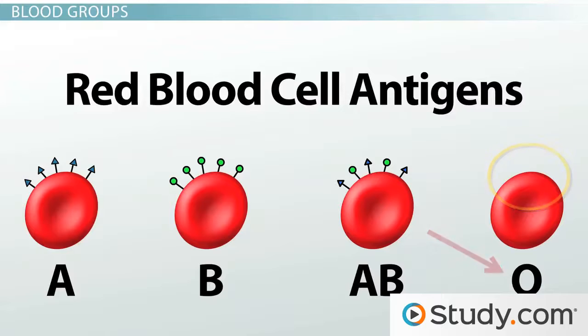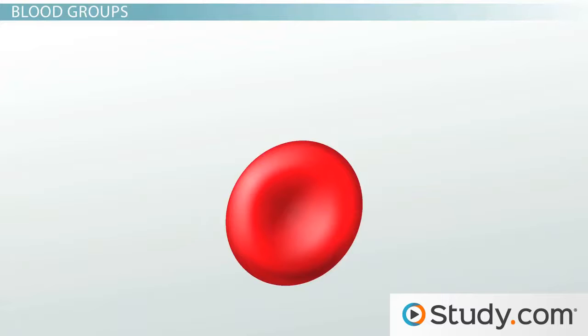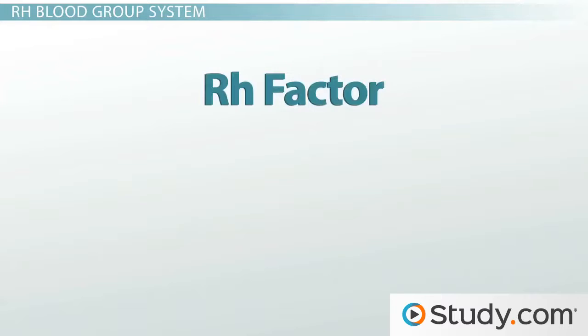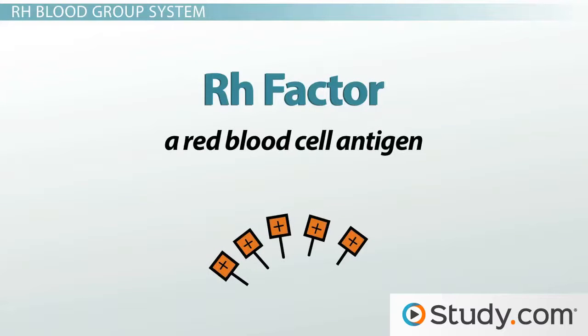But A and B antigens are not the only antigens found on your red blood cells. You also have an antigen called Rh factor. In this lesson, we will take a look at the Rh factor and the significant role it can play during pregnancy. The Rh factor is simply a red blood cell antigen, just like the A antigen and the B antigen that are used to determine your blood type.